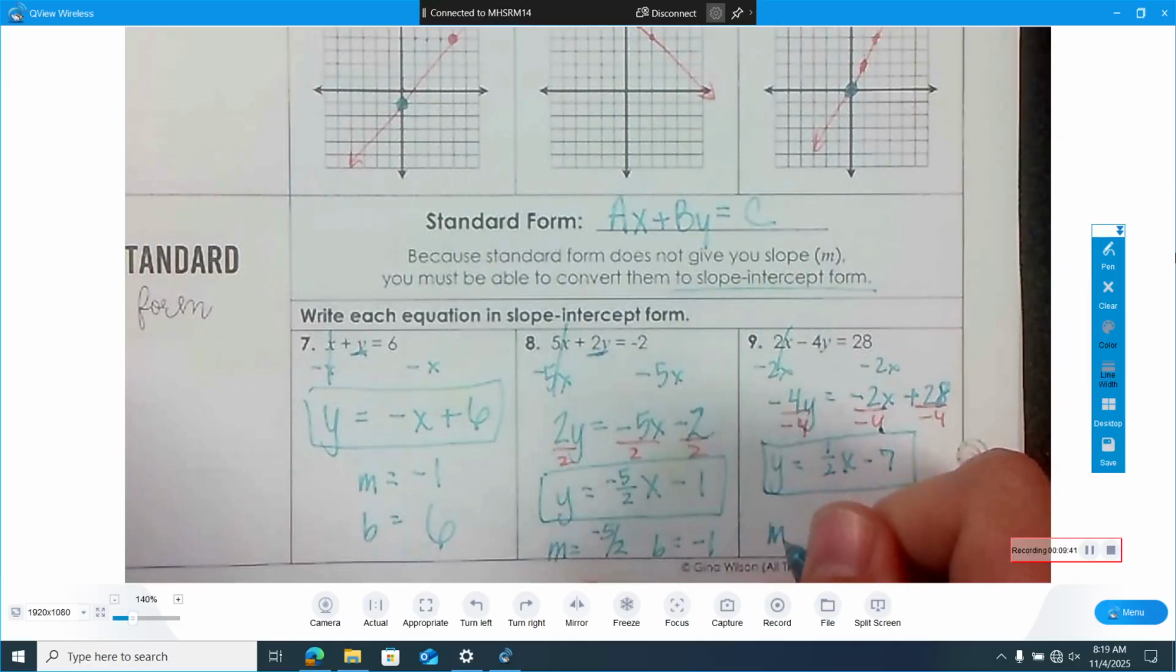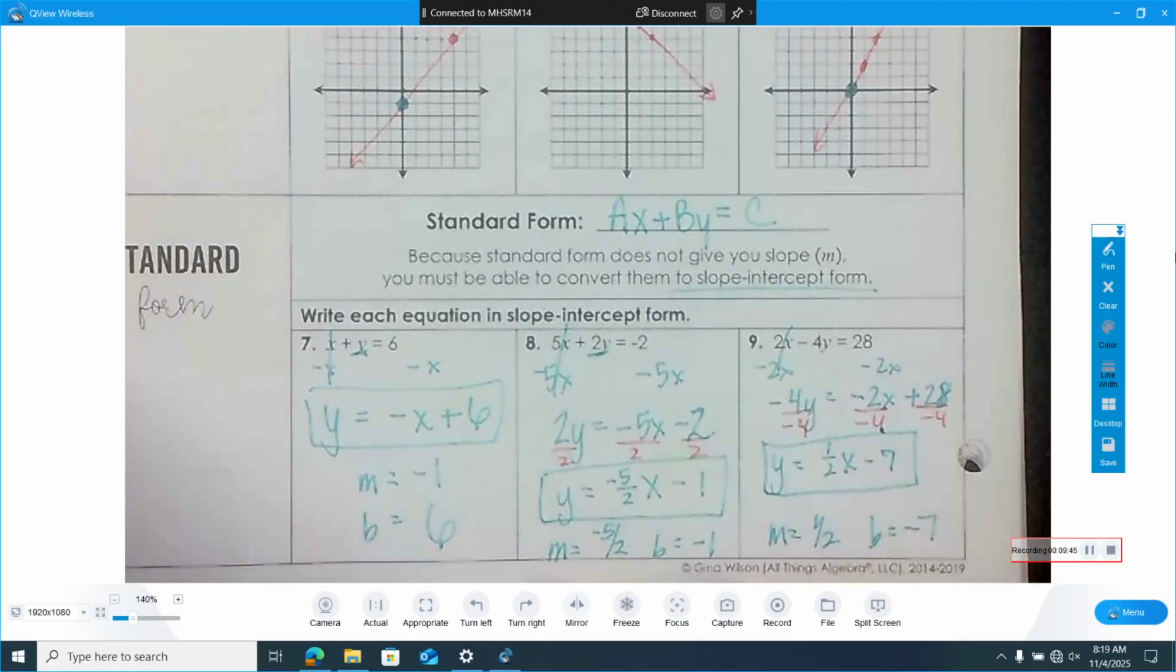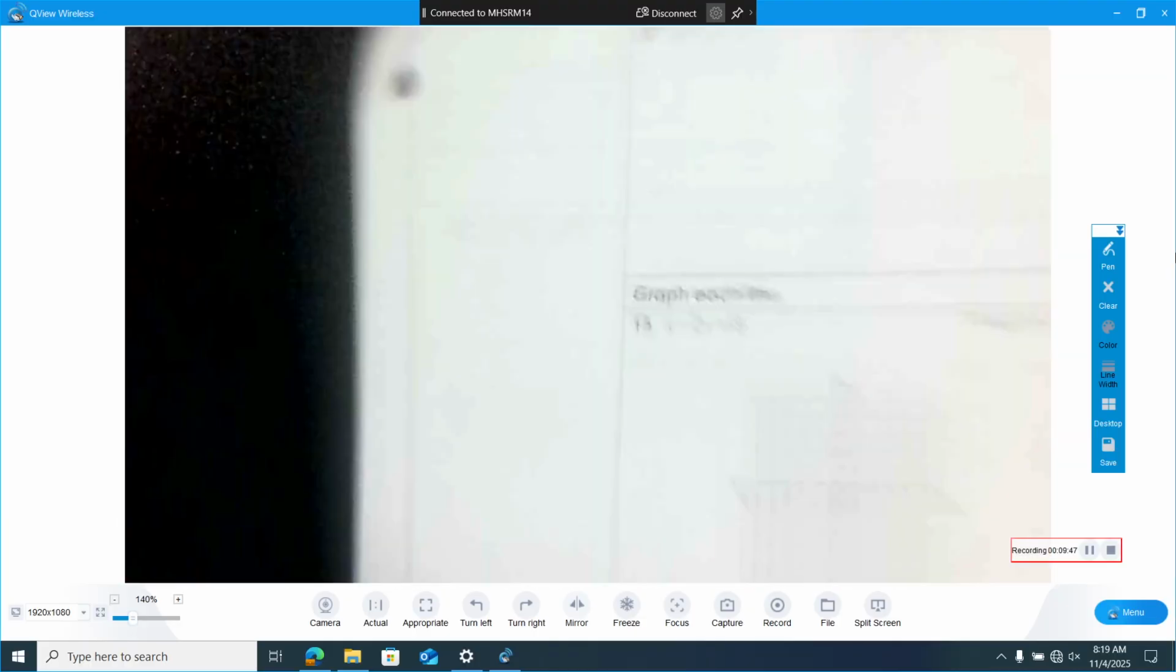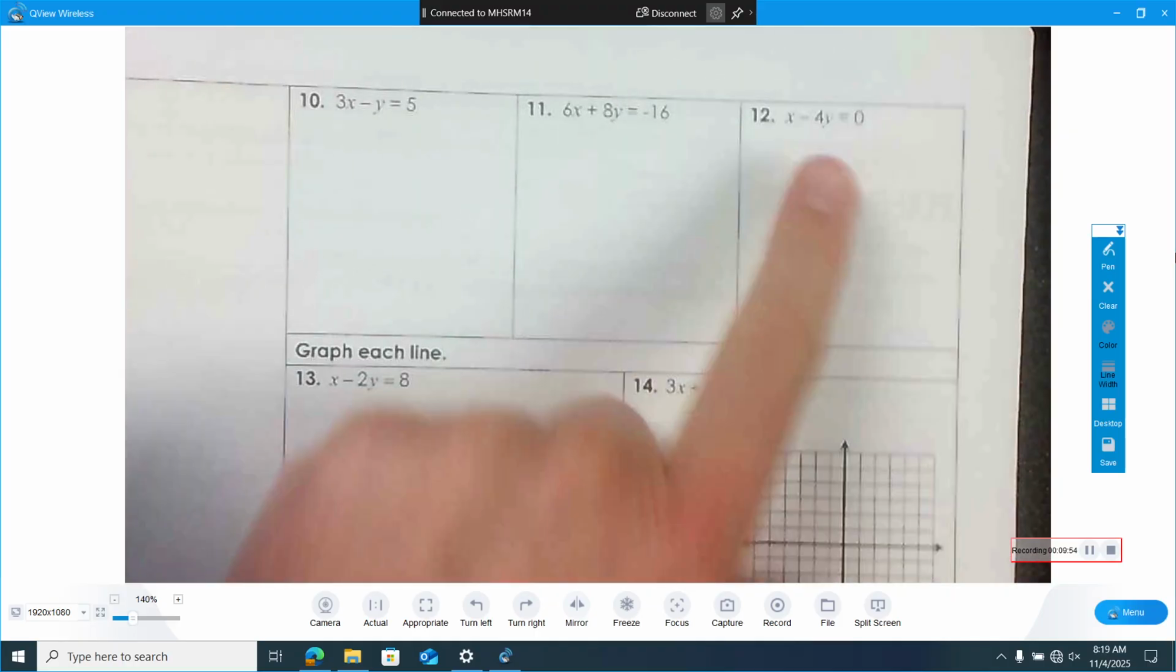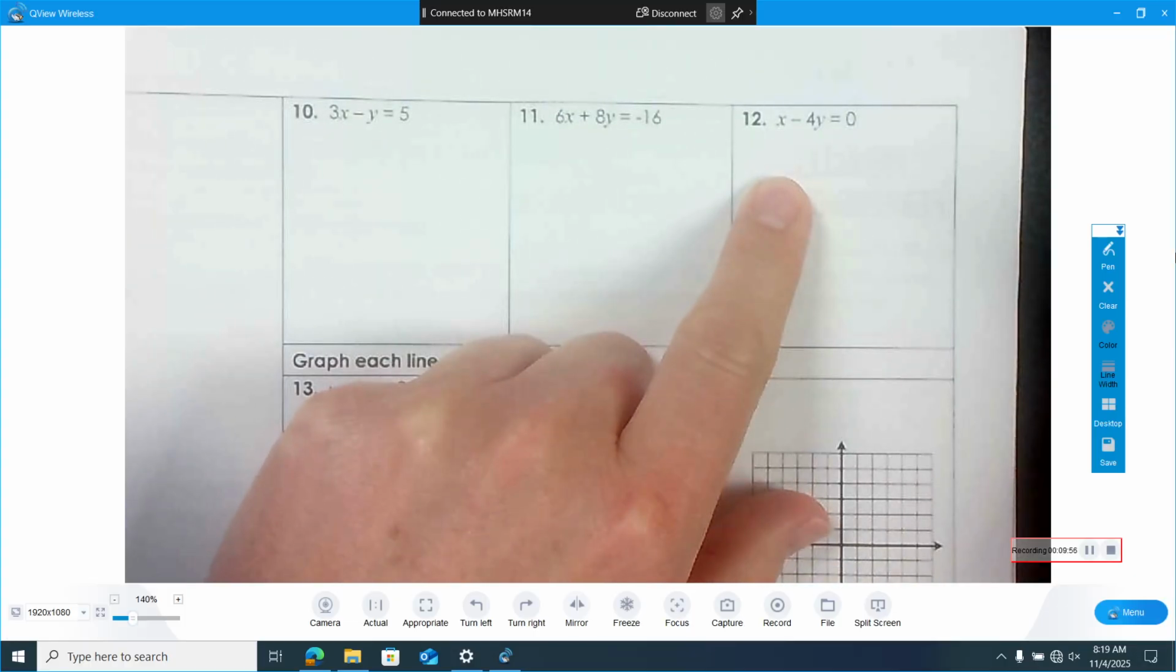All right. What's the slope? 1/2. What's the y-intercept? Negative 7. Beautiful. Okay. All right. I don't think we need to do any more of those. Actually, we'll just do this last one, number 12.